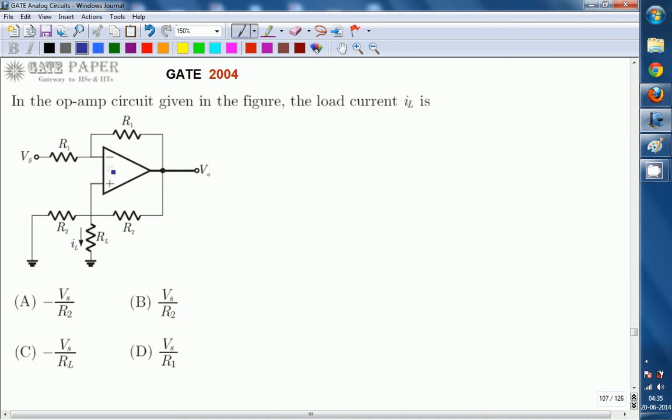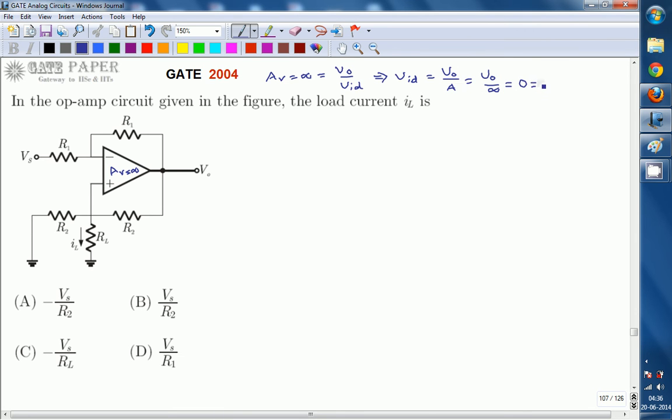An ideal op amp has one important characteristic: its open loop voltage gain is infinite. The open loop voltage gain can be defined as V0 divided by the input difference voltage VID. So we can write VID is equal to V0 divided by A, that is V0 divided by infinite, and something divided by infinite is always 0.